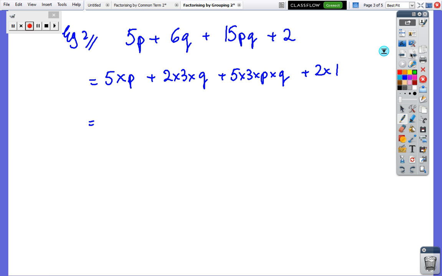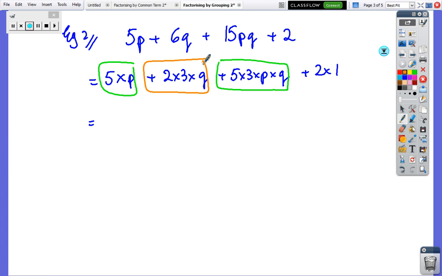Okay, so if we look at this as a pair, 5 times p and 2 times 3 times q, there isn't anything in common. There's nothing I can circle. So what I'm going to do is put this one and this one together, and then I'll put that one and that one as a pair. So it doesn't have to always be the first 2 terms as a pair. It could be first and third, second and fourth, or it could be first and fourth and second and third. You don't know until you have a go.